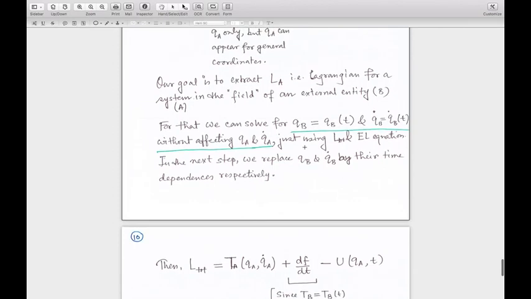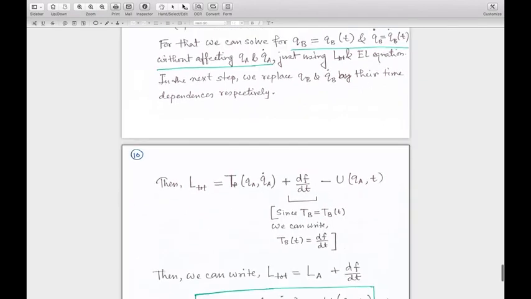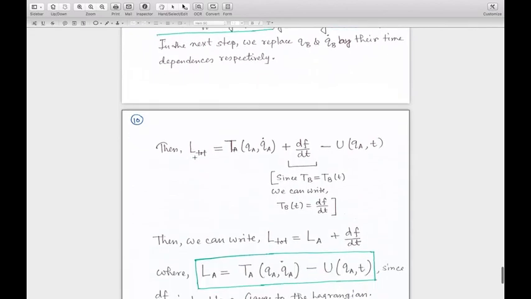So once you do that, then just using L total and the Euler-Lagrange equations, we replace QB and QB dot by their time dependencies respectively. We will write everything of QB and QB dot in terms of time. Then L dot can be written as TA of QA, QA dot plus TB, which will be simply TB of time, and TB of time can again be written as a d/dt of a pure function of time.